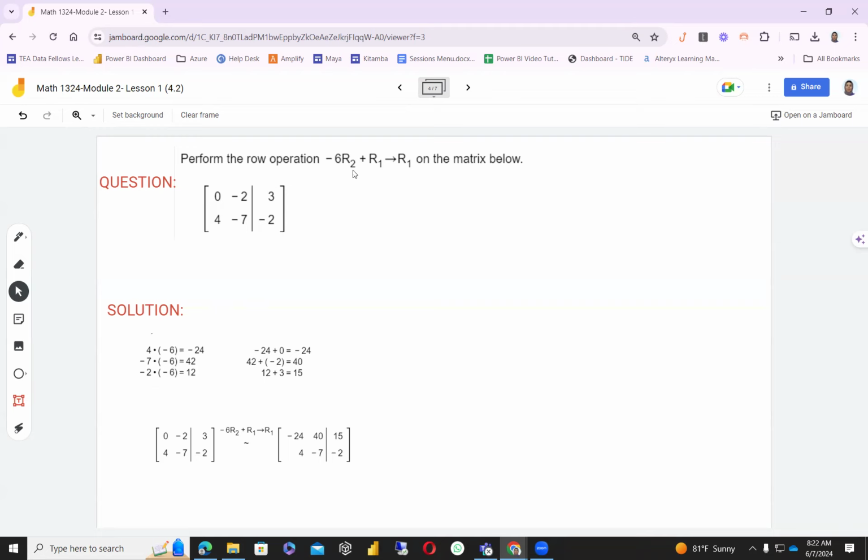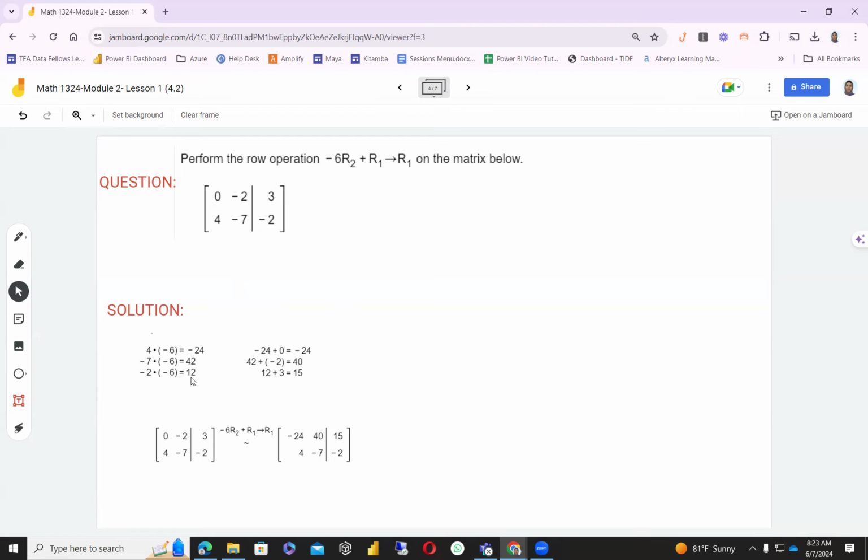But we're not done. Now we're going to add these numbers to the row number 1 values. So these are the row number 1 values. This will be added with 0, so we have to pay attention that we're adding the correct positions. Second number 42 will be added to the second number here, -2.